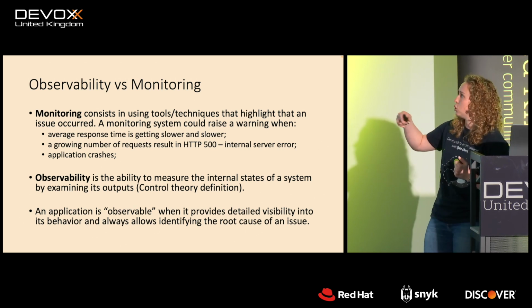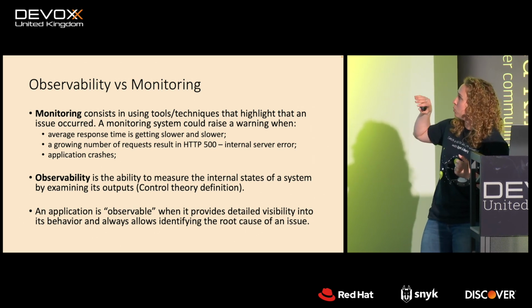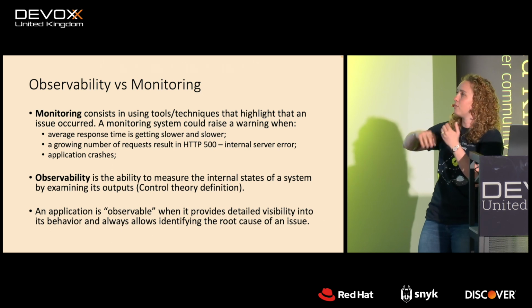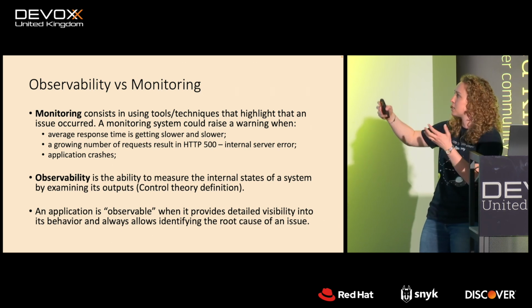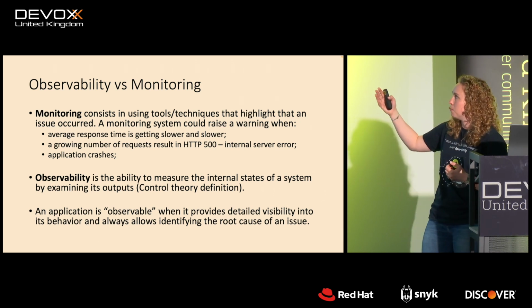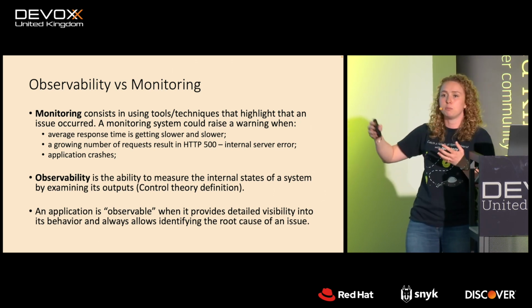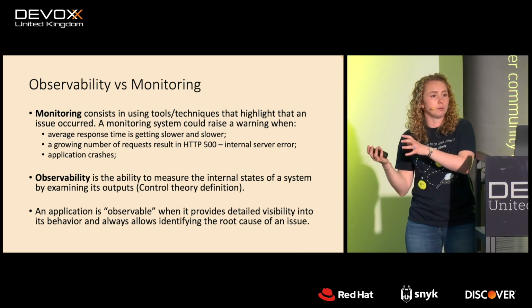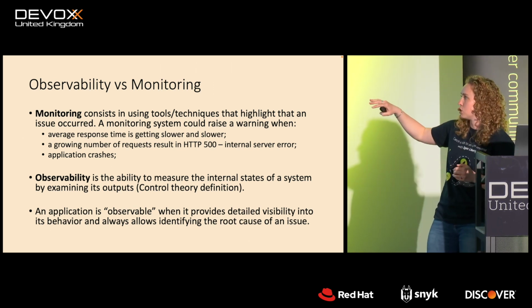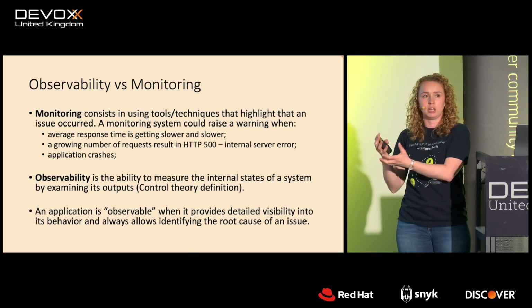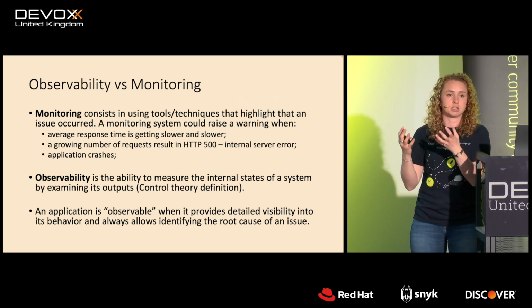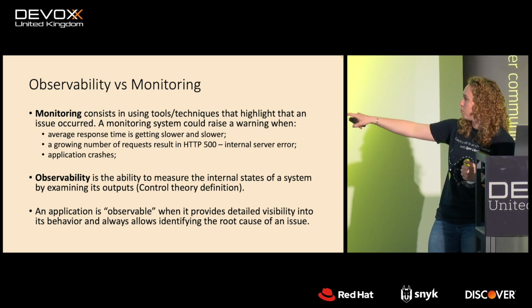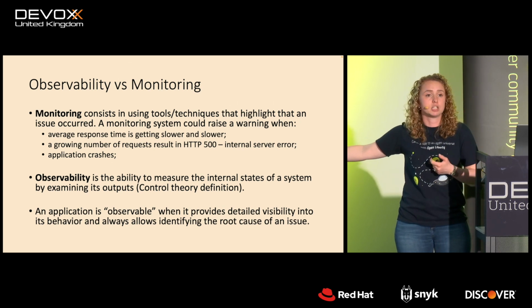So here we've got a definition that monitoring is about raising warnings whenever issues occur. So being able to tell us the average response time, for example, if it's getting slower and slower, or if there's growing request numbers that are resulting in errors, or maybe bottlenecks. So monitoring helps us with that. What observability allows us to do is really to take this monitoring and to provide context and further insights into it in a cloud-native manner. So really, this is all about providing that detailed visibility and enabling us to, importantly, identify the root cause.